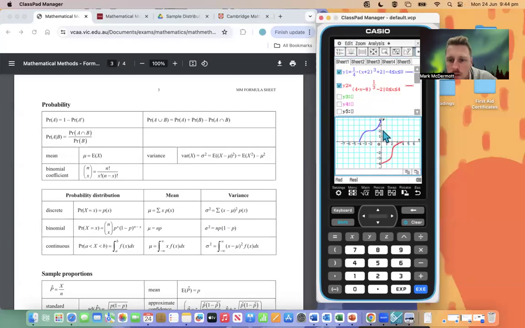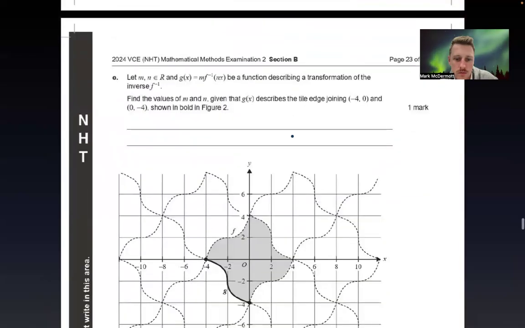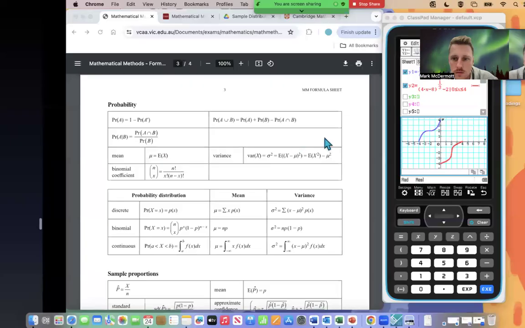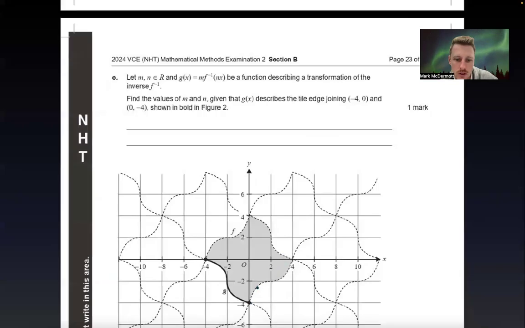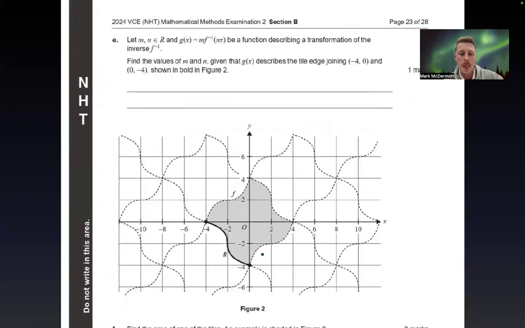Okay, so that's the inverse. What it's saying is we need to transform that inverse. The inverse function is just this part here. We need it to map onto this one. To me, that looks like a reflection in the y-axis. So I think what they want us to write, find the values of m and n.